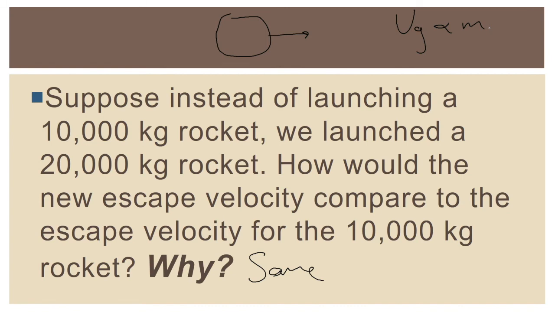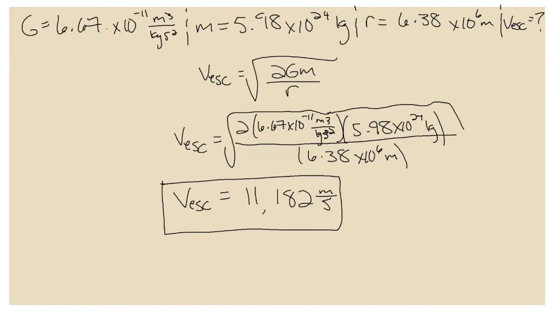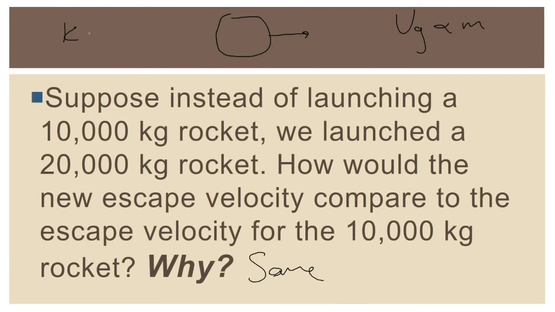The Earth is going to be pulling on this thing harder, so we would need to launch an object which would have more kinetic energy. But it's important to realize that at that speed, 11,182 meters per second, the object would have more kinetic energy if it had more mass, because the kinetic energy is directly proportional to the mass of the object. So the key detail here is that the mass of the object does not matter. The only thing that matters is the mass of the object whose gravitational field you're trying to escape.